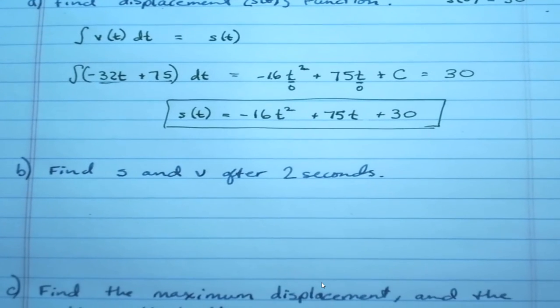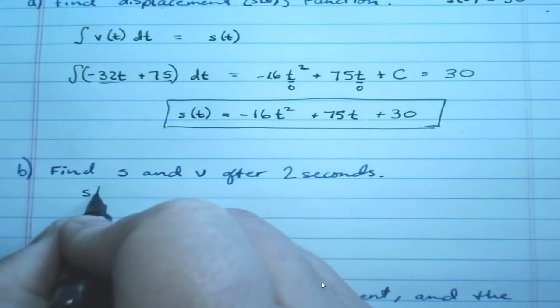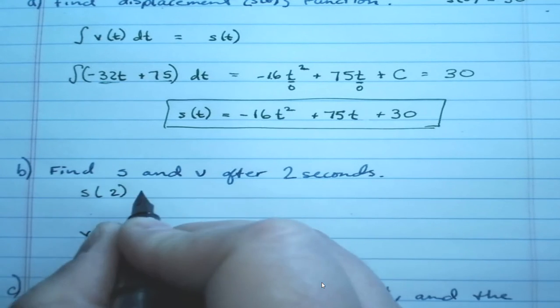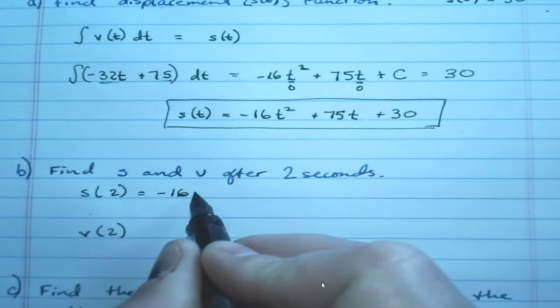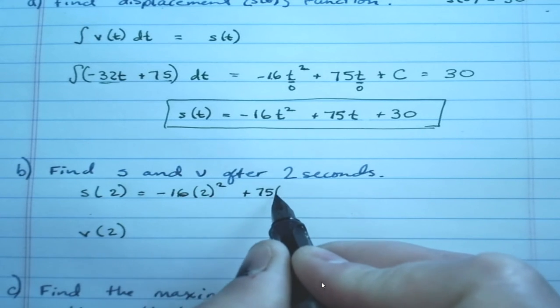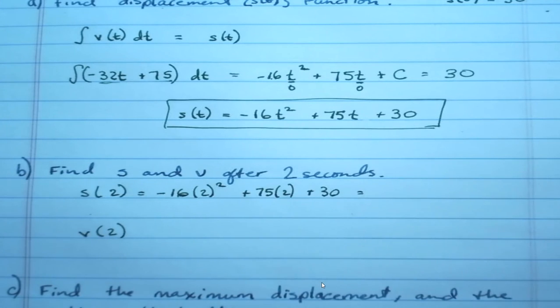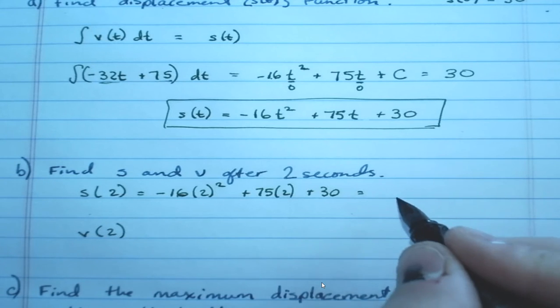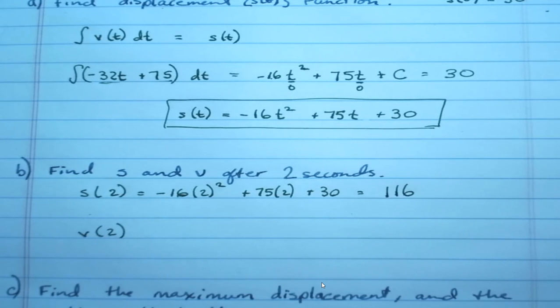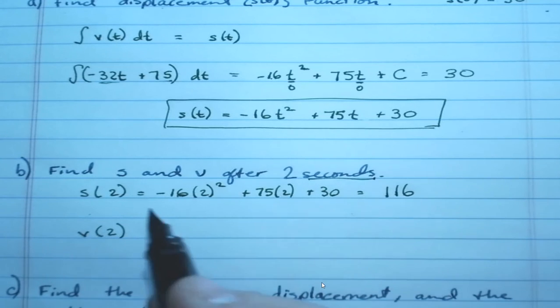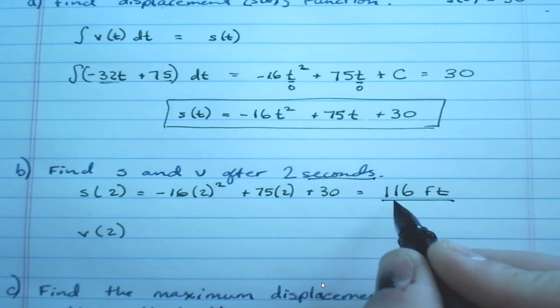Okay, find S and V after 2 seconds. So we're finding S of 2 and V of 2. S of 2 is going to be negative 16 times 2 squared plus 75 times 2 plus 30. It's going to be 16 times 4, and negative, so that's negative 64. And then 75 times 2 is 150. So negative 64 plus 150 plus 30, I get 116. They gave displacement in feet and time in seconds, so this will be 116 feet because it's displacement.